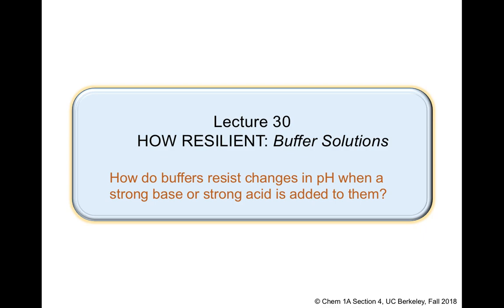This all leads us right into lecture 30, that's today's topic, on the topic of buffer solutions. So buffer solutions are made out of a weak acid and its conjugate base, and they are very useful to us because they are very resilient. They resist changes in pH when a strong base or strong acid is added to them. And so what we'll be talking about today is how do you make a buffer solution, how might you choose the appropriate buffer solution, and then how does it actually work? How do these buffers resist changes in pH?